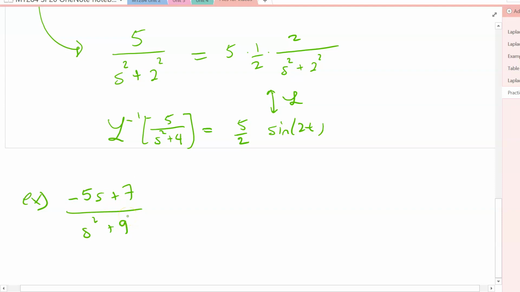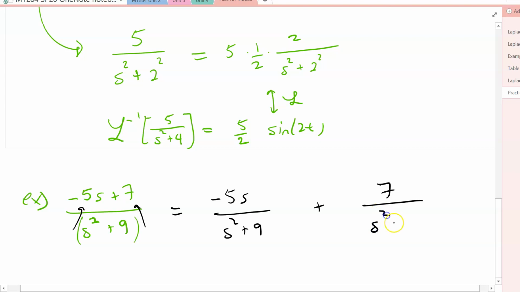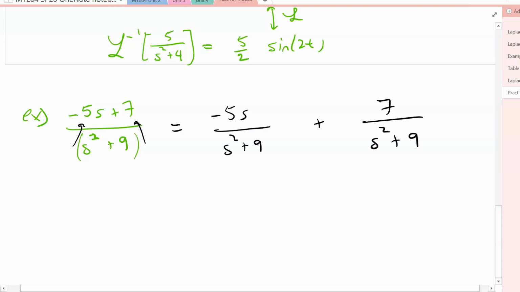Alright, so for this one, we don't just have an s term on top or a numerical term on top. We have both. So what we're going to need to do is treat this as one factor in the denominator, and we're going to divide that up into both the s term and the 7 term up top there. And that'll give us negative 5s over s squared plus 9 plus 7 over s squared plus 9. Okay, now the second term is going to be related to sine. The first term is going to be related to cosine.